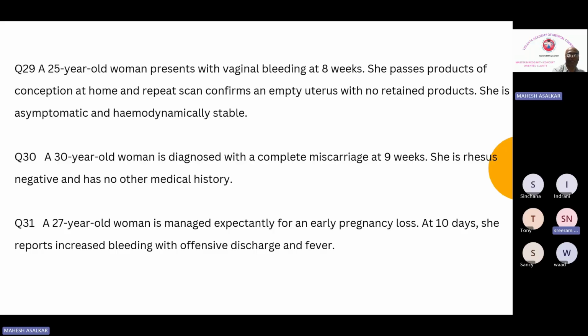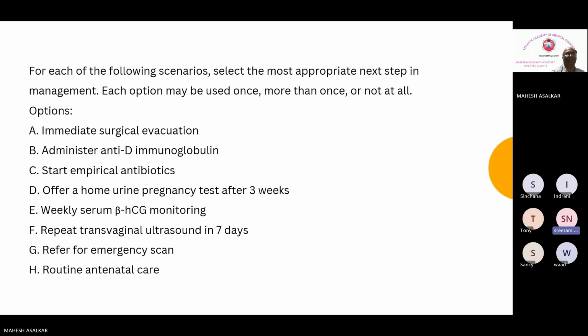A 27-year-old woman is managed expectantly for an early pregnancy loss. At 10 days, she reports increased bleeding with offensive discharge and fever. It is an infection, sir, post-abortion infection. Start empirical antibiotic first, then surgical. But first is antibiotic.